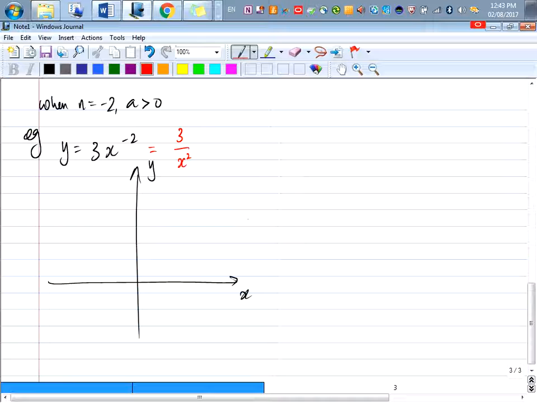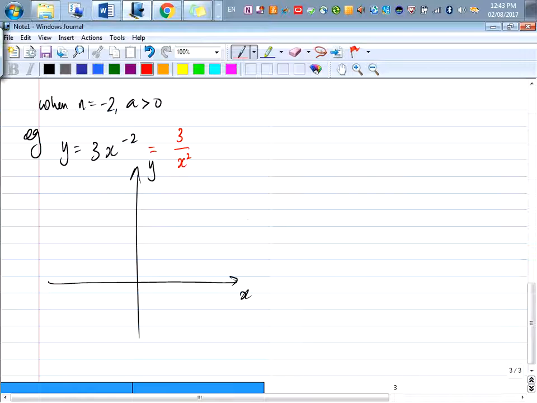Can x be 0? Yes. You try your calculator. Can x be 0? X cannot be 0. Why? When x equals 0, what is the value of y? Y equals 3 divided by 0, right? So can or cannot? Cannot. Yeah, so it cannot be equal to 0, because when x is equal to 0, there is no value of y. Therefore, I cannot let my x be equal to 0.